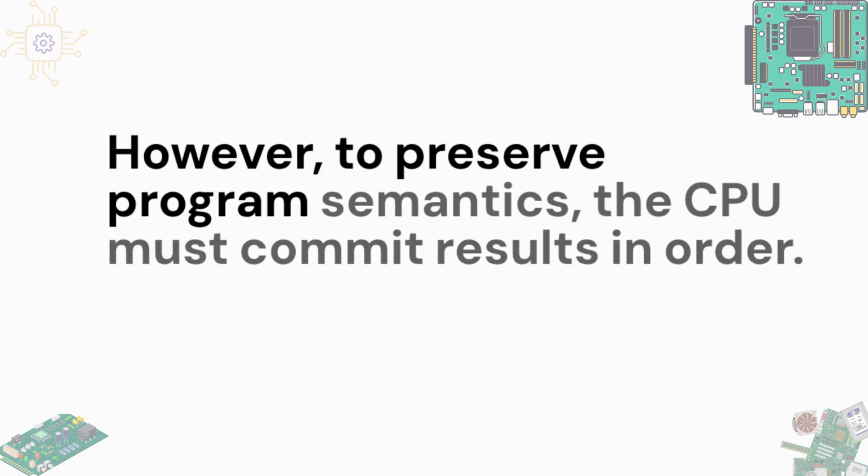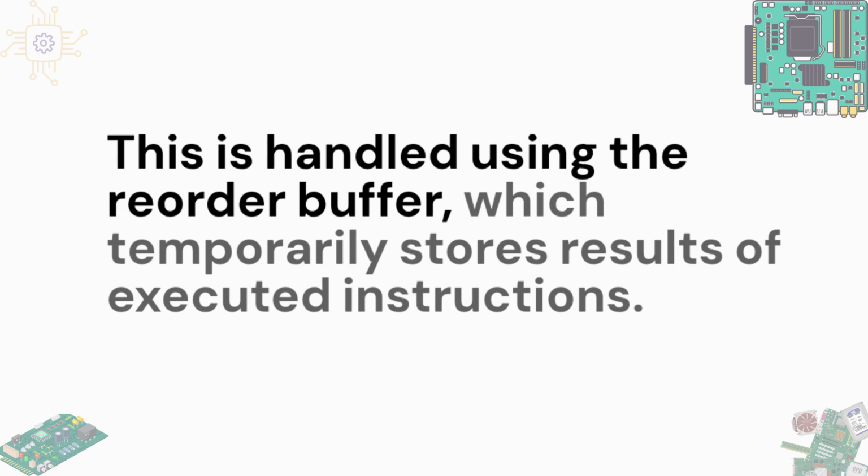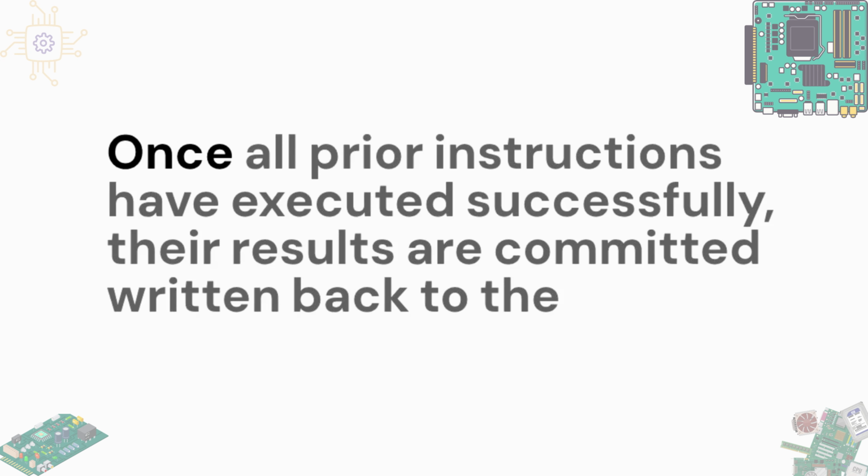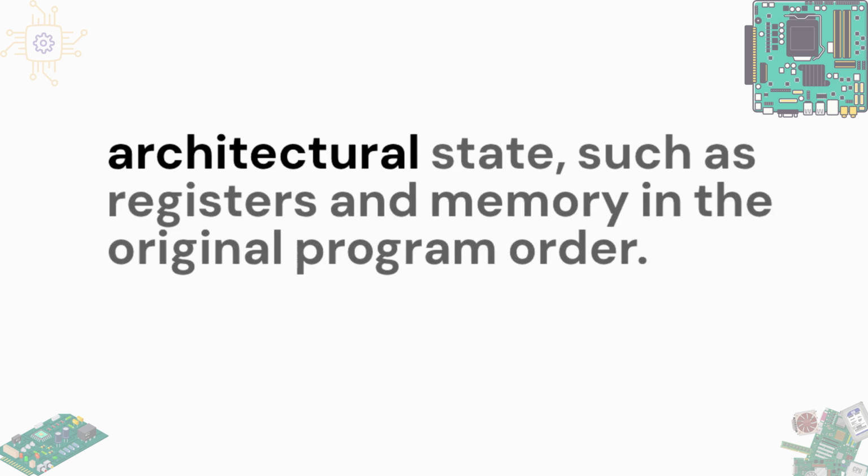However, to preserve program semantics, the CPU must commit results in order. This is handled using the reorder buffer, which temporarily stores results of executed instructions. Once all prior instructions have executed successfully, their results are committed, written back to the architectural state, such as registers and memory, in the original program order.